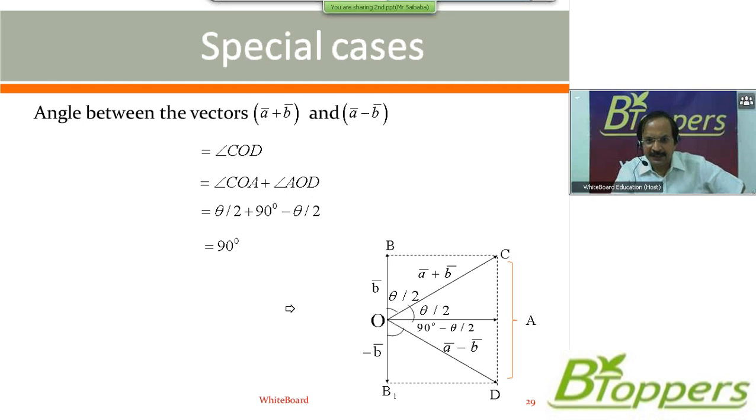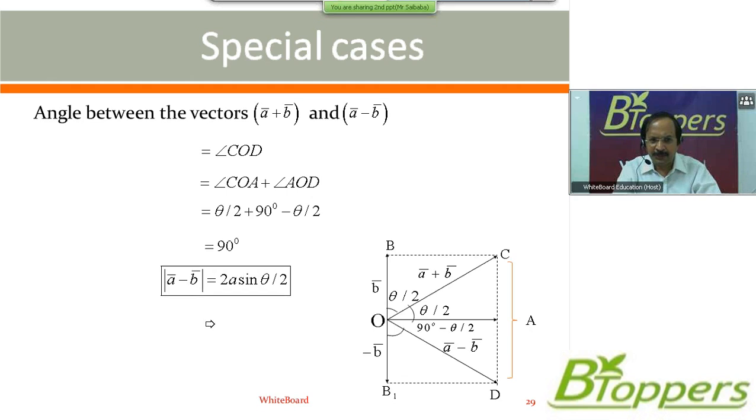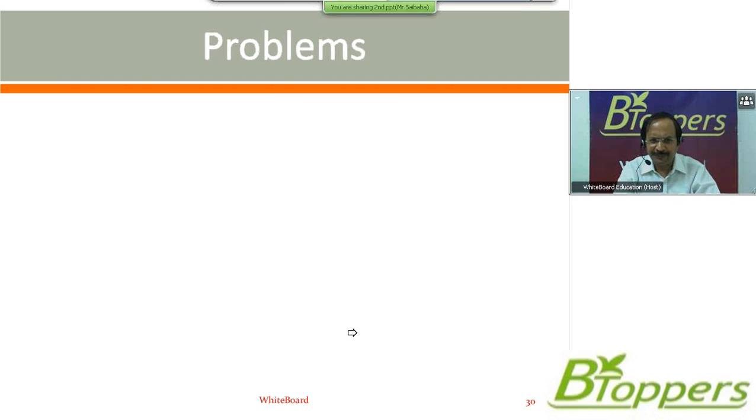Don't make a sweeping generalization that A bar minus B bar is always perpendicular to A bar plus B bar. We can say that the vector difference A bar minus B bar is perpendicular to the vector sum A bar plus B bar only when the magnitude of B bar is same as the magnitude of vector A bar. And of course, mod of A bar minus B bar in this case will be 2A sin theta by 2.